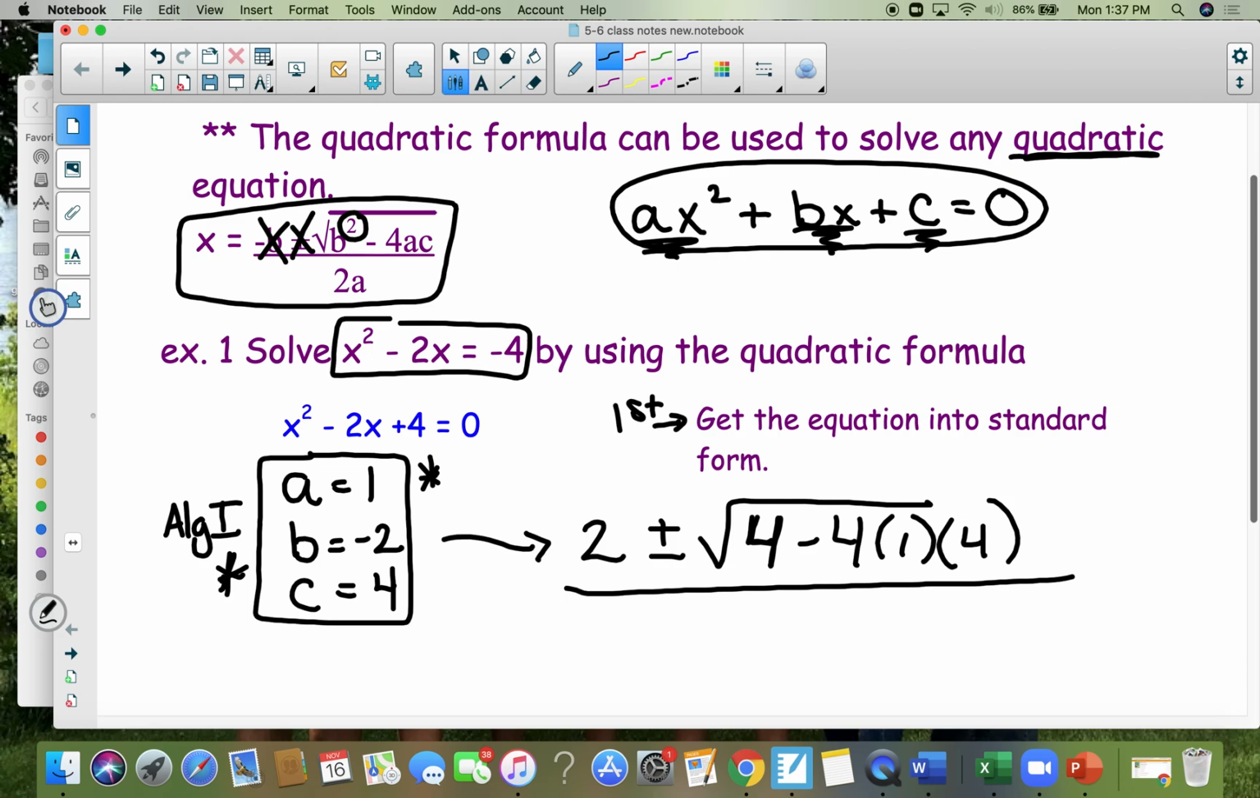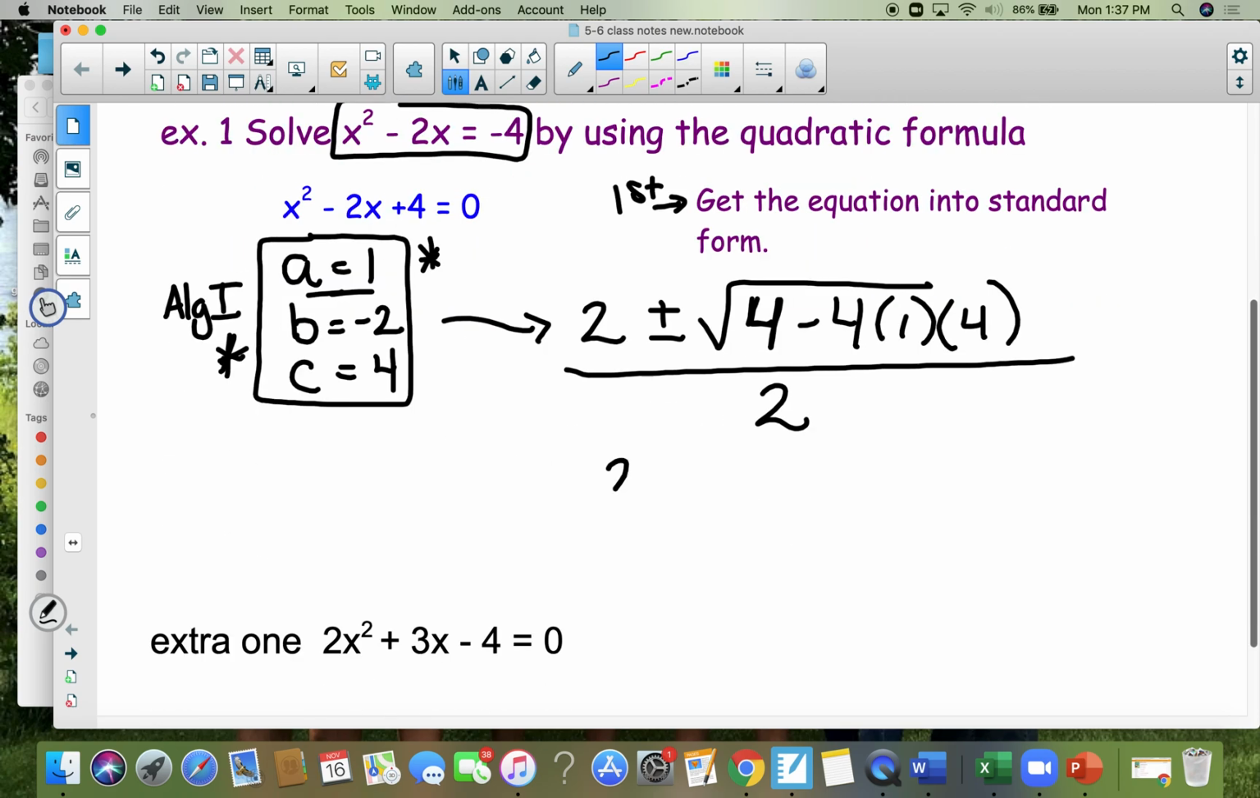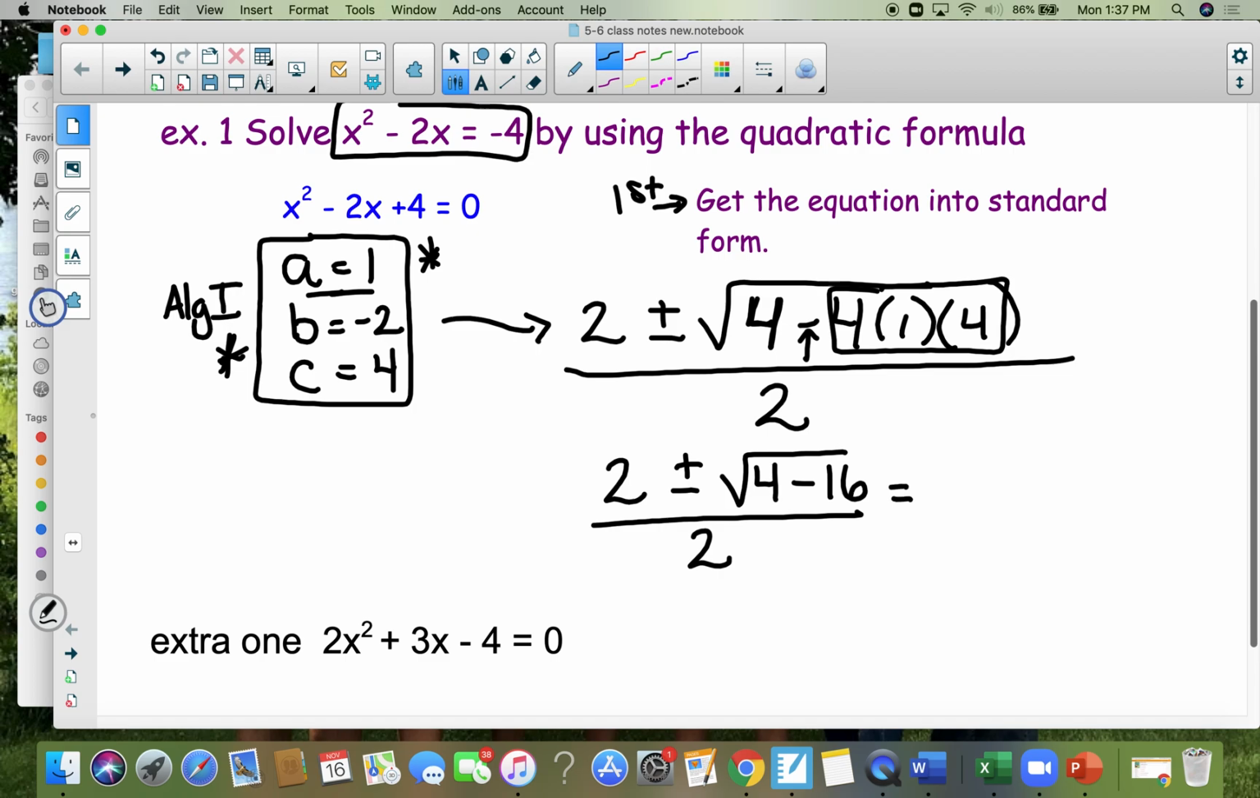Divided by the 2 times the a, where the a is 1, so 2 times 1 is 2. And this is called the quadratic formula. And now we're just going to simplify it. 2 plus or minus the square root of something over 2. And remember, before you can subtract, you have to multiply first. So I need to multiply these together. So it's going to be 4 minus 4 times 1 times 4 is 16, which is equal to 2 plus or minus the square root of something over 2. 4 take away 16 is a negative 12.